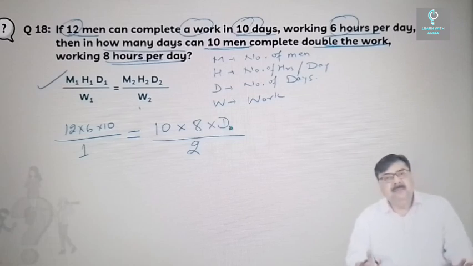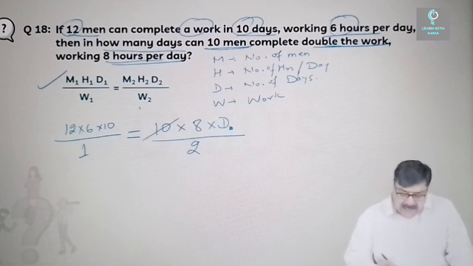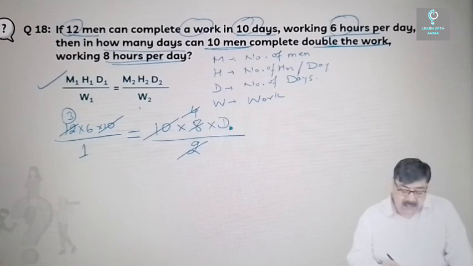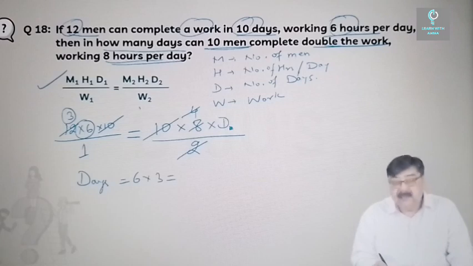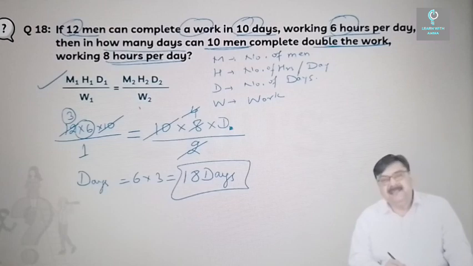Now let's do the balancing act here. 10, 10 cancels. 2 and 8 cancels, goes by 4, and 4 and 12 cancel by 3. So 3 into 6 is what remains. So the number of days here which are required is 6 into 3, that is nothing but 18 days.